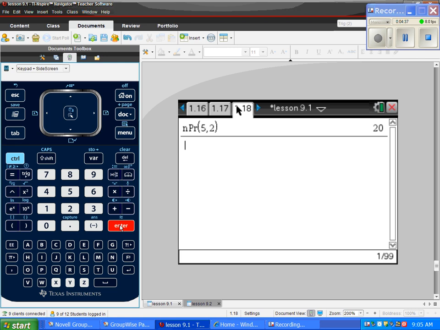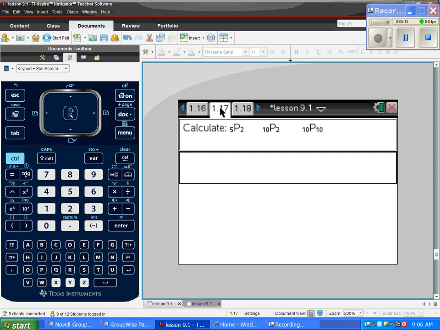Now, as a side note, can n ever be smaller than r? Can my first number ever be smaller than my second number? Why? What does n represent? And what is r? Can I ever order more people than I have? Can I split you 9 people up into groups of 10? No. So n is always the bigger number. Keep that straight when you're punching your calculator.